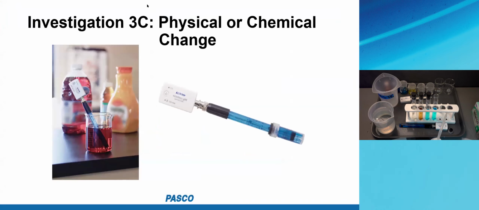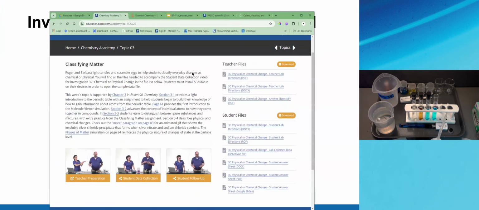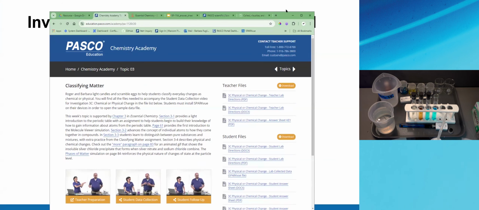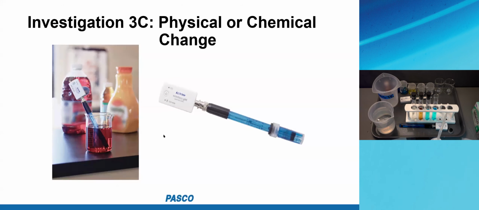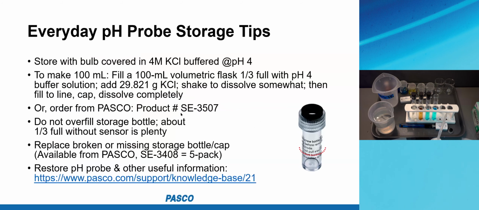To wrap up here, like I said, we don't have time for this 3C, but do go check that out. It's topic 3 in PASCO Chemistry Academy, where you use pH, conductivity, and temperature to evaluate whether or not substances are experiencing chemical changes or physical changes when they are mixed. And this is a really nice lab to do at the beginning of the year. Unfortunately, no time to cover it today.